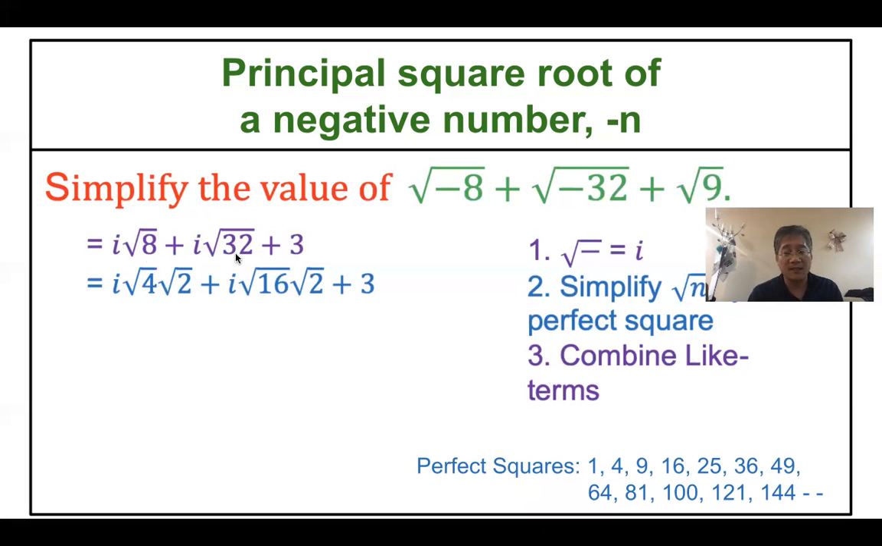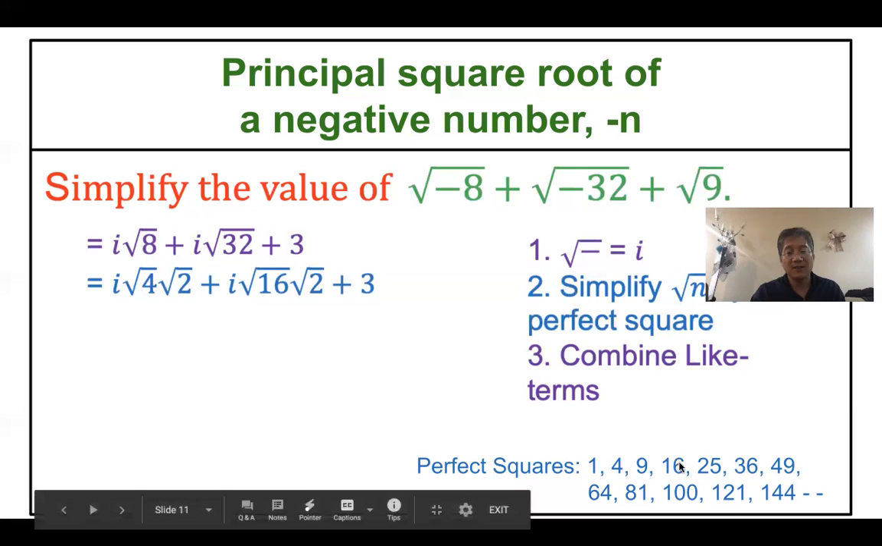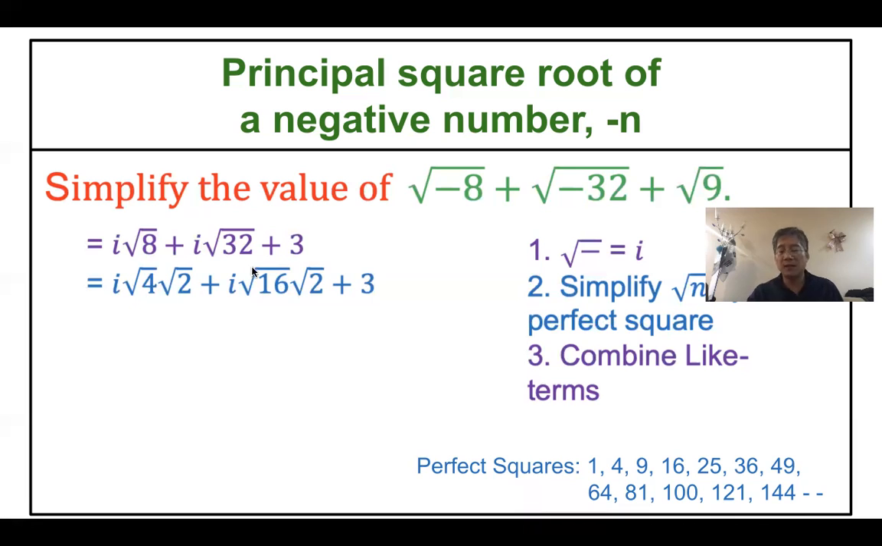And then go to this one, 32. What did we say? 32 is 16 times 2. 16 is a perfect square, right? These things will not be given, but you should remember them. So when you see the number 32, you should understand 32 is 1 times 32, 2 times 16, 16, the biggest one, the biggest perfect square.